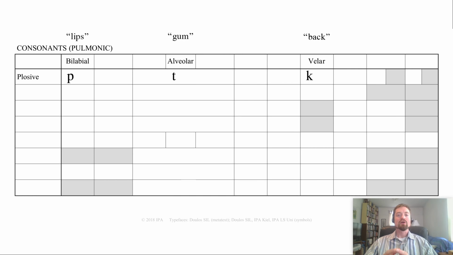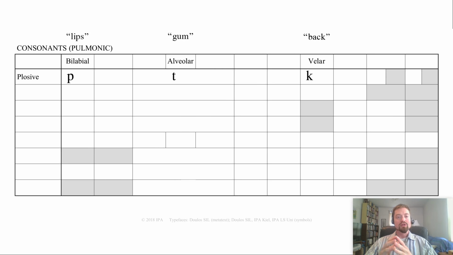So starting with what we've already seen, the rows of the table are the different methods of making a closure in the mouth. The air comes out of the lungs and something interrupts it on its way, and that's how you produce a consonant. The first and simplest way to make that closure is to have a total closure and then explode it open, and that's called a plosive.